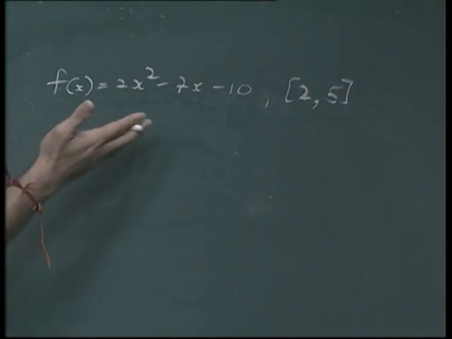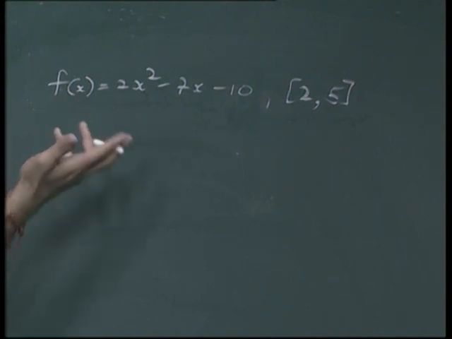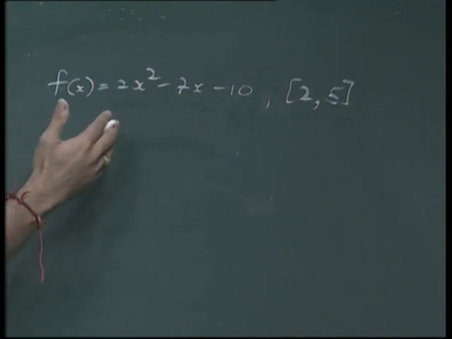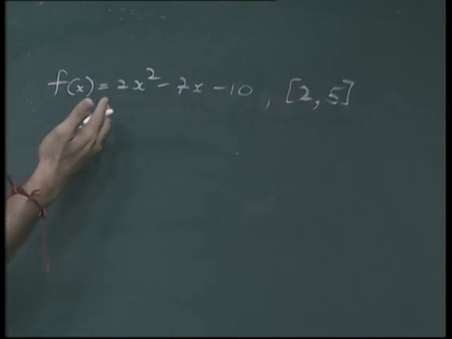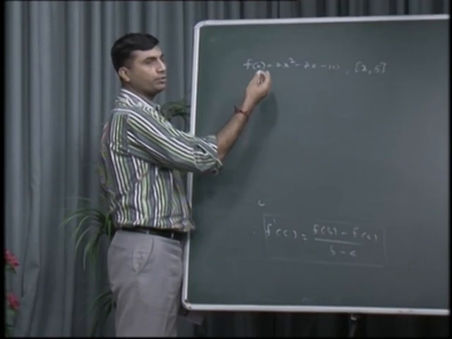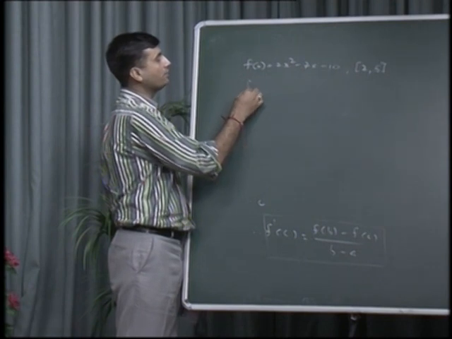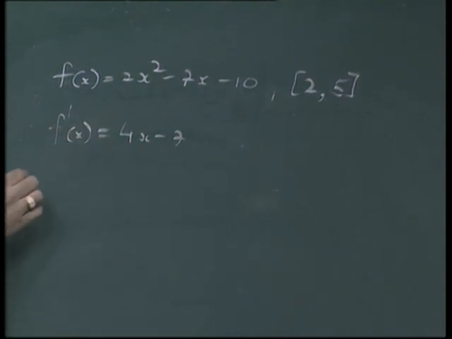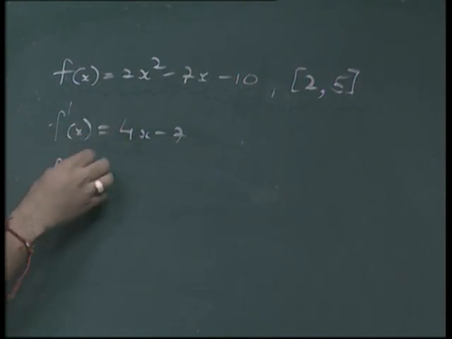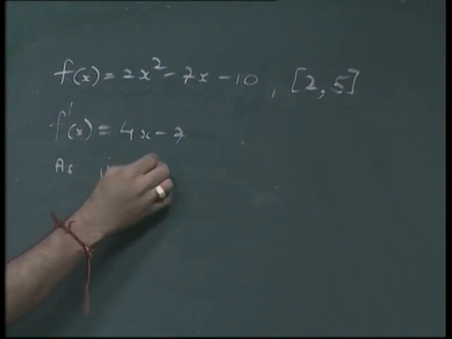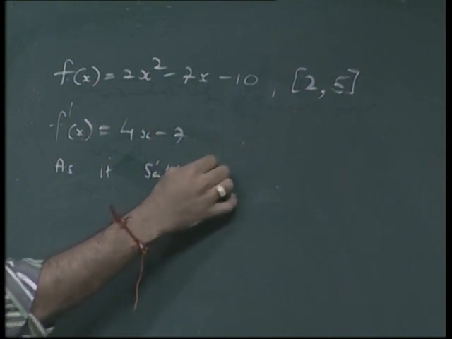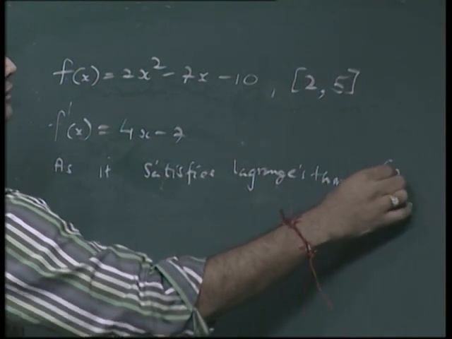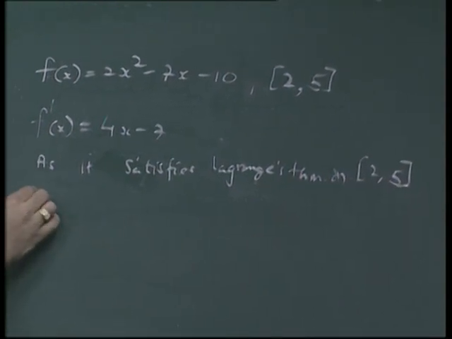As we know, this function being a polynomial is always continuous and differentiable, because every polynomial function is always continuous and differentiable. Here I have considered a closed interval, therefore it is again continuous and differentiable. So, to find the value of c, first I will get the derivative of this function. If I differentiate this, we will get 4x minus 7. Now, as it satisfies all the conditions of Lagrange's theorem on this closed interval 2 to 5, we can find c.